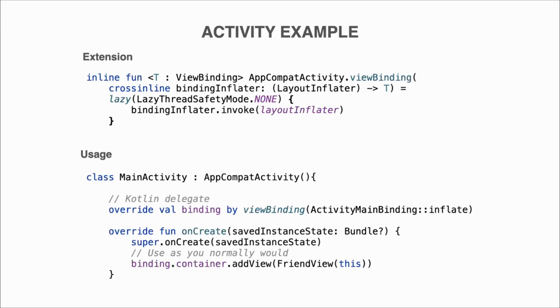And this method reference, inflate, is actually a method that takes a layout inflater and returns an instance of the binding. That's why I'm using it here as a parameter. After doing that, I can use my binding normally, as you can see in onCreate, and there are no problems with lifecycle whatsoever, because an activity lives as long as its view. So there's no possibility of memory leaks.